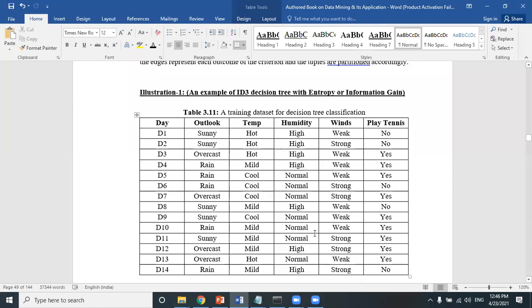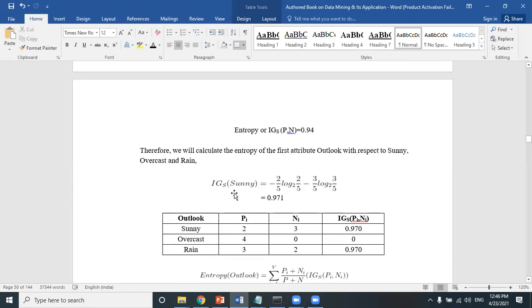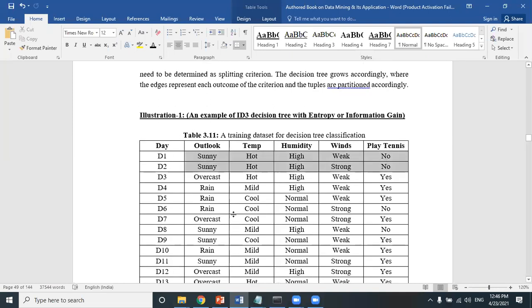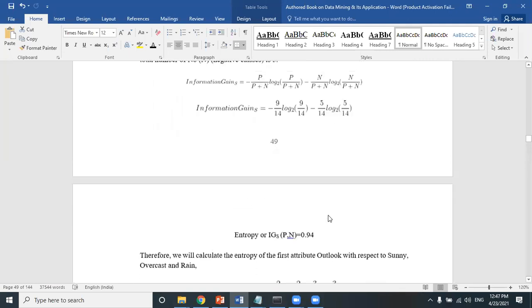And how many negative sunnies are there? Total n value for negative sunny, p plus n actually. So n should be 3. Why? Because these two are no, and there is 1, 2, 3, 4, 5, and there is one more no. So 3 no's are there with respect to sunny. So the total number of negative classes with respect to sunny is 3, and the total number of positive classes with respect to sunny is 2. Okay, so p is equal to 2 and n is equal to 3.